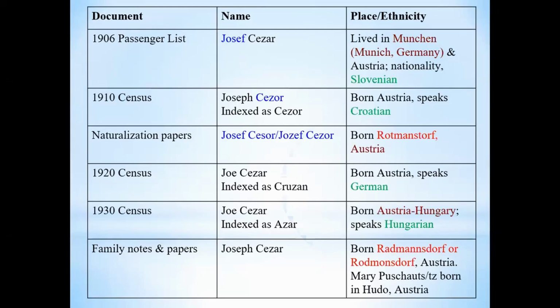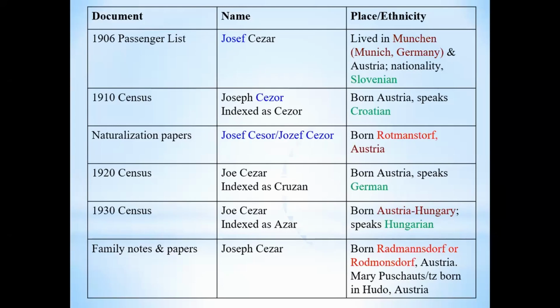So basically, I created this table, but you can do a spreadsheet, you can do different things, where I just recorded the differing bits of information that I had found. And I should mention, I haven't shown it up on the screen here, but we had family notes and papers, again from Aunt Lil and from the house where she lived, that said that Joe Caesar was from Rodmansdorf, Austria. You can see that at the bottom of this table. And that Mary Paschautz, his wife, was from Hudo, H-U-D-O, Austria. So those were the two villages that I was trying to focus in on.